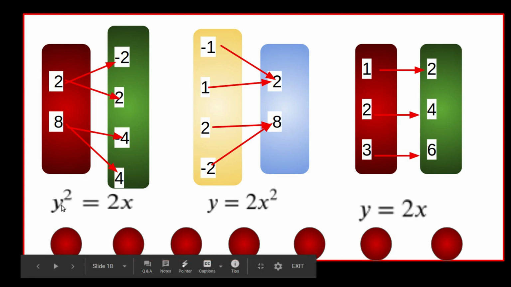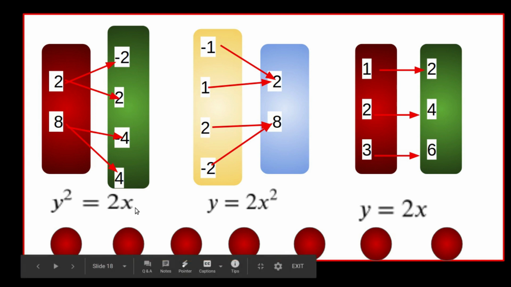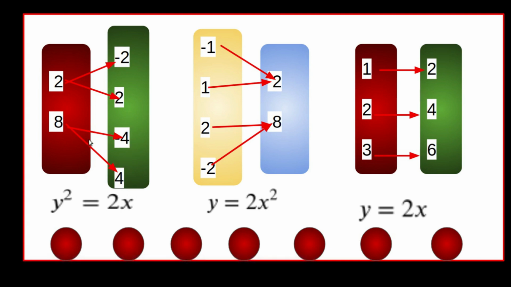Consider first relation, y square equal to 2x. When x is 2, 2 into 2 is 4, y square is 4, y equal to plus or minus 2. So (2, minus 2), (2, 2). When x is 8, 2 into 8 is 16, y square is 16, so y equal to plus or minus 4. So (8, minus 4), (8, 4). So in this relation 2 maps to minus 2 and 2 maps to 2. 2 has two images. So this relation is not a function. Okay, y square equal to 2x is not a function.